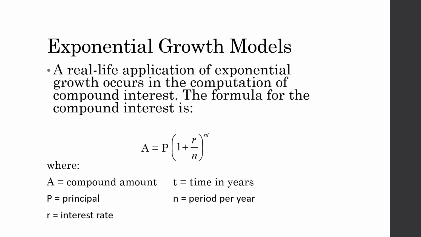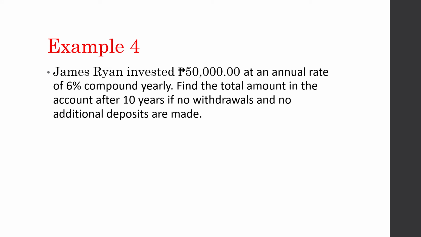So the formula for the compound interest is A is equal to P multiplied by the quantity 1 plus r over n, raised to n multiplied by t, where A is equal to the compound amount, P is the principal, r is the interest rate, t is equal to time in years, and n is the number of periods per year. For example, James Ryan invested 50,000 pesos at an annual rate of 6% compounded yearly. Find the total amount in the account after 10 years if no withdrawals and no additional deposits are made.